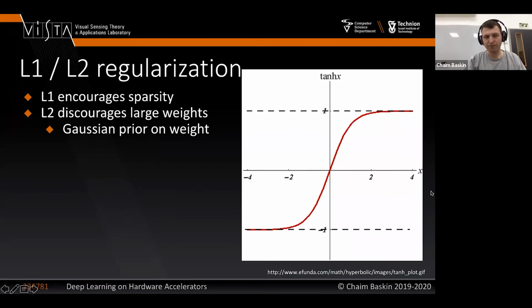Okay, we have two distinctions between the two of them. L1 encourages sparsity over our parameters, and L2 discourages larger weights because we are centering in a circle. So we are normalizing our parameters to be closer to each other. And we can take the assumption that we use a Gaussian prior on our weights.